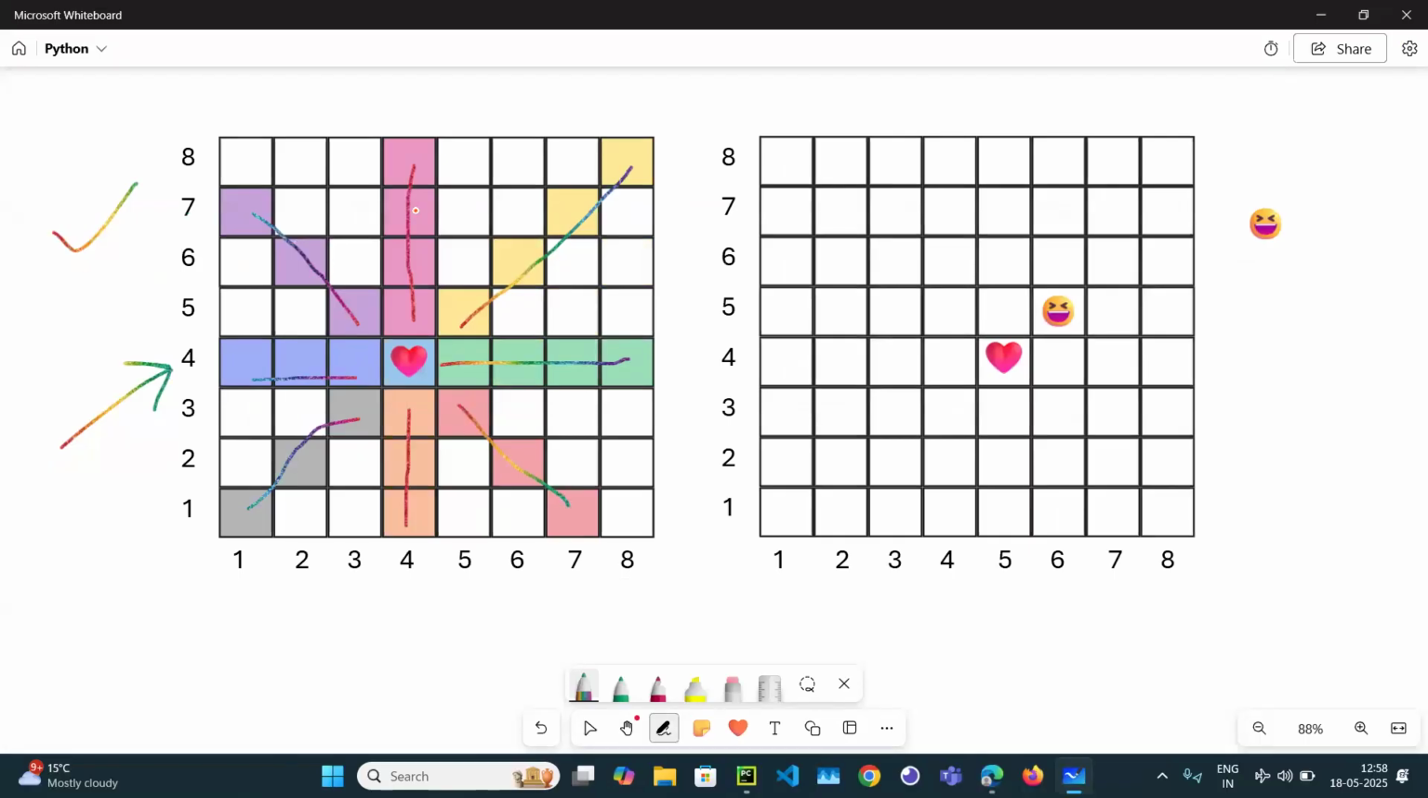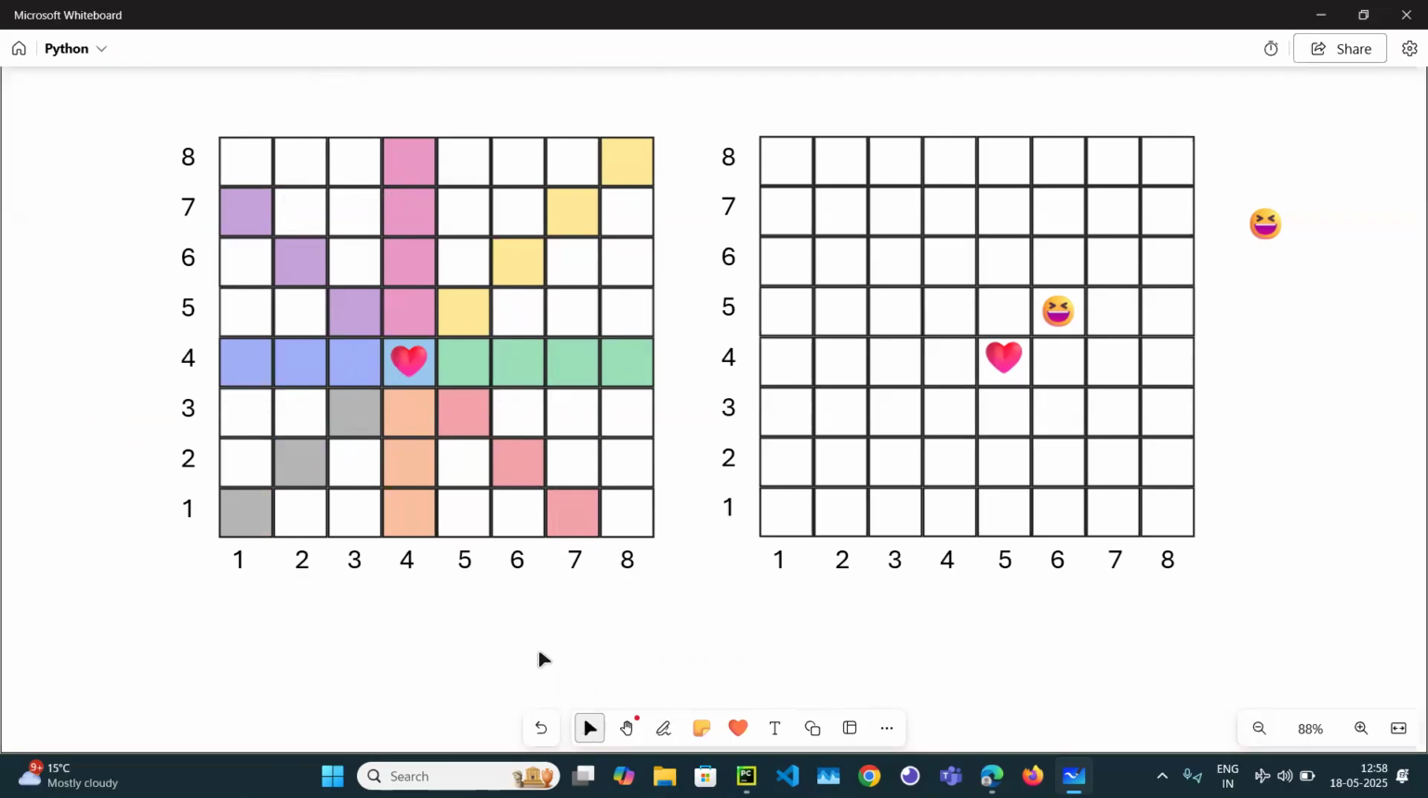So let's count how many squares. 1, 2, 3, up to 20, and then 1, 2, 3, 4, 5, 6, 7. So the total is 27 squares, and the output will be 27. So the queen can attack 27 squares. But how are you going to determine this? Basically you need to return 27.